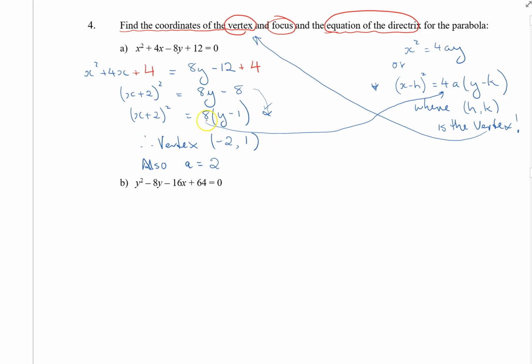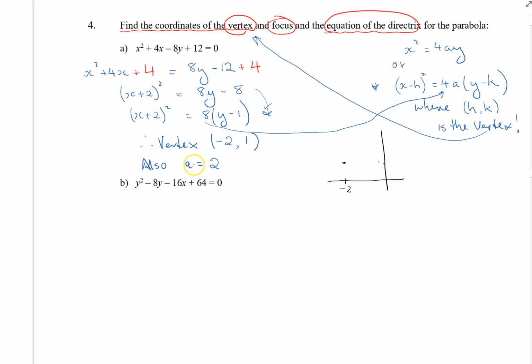So if that's the case, I'm stuck, I can't go any further with the algebra. Hopefully the next thing you would do in that case is draw the diagram. Let's get to the diagram and see if the diagram can lead us to answering the next parts of the question. So we know the vertex is at (−2, 1). That's the vertex. We've got the focal length is 2.